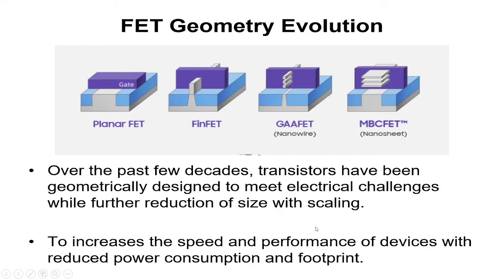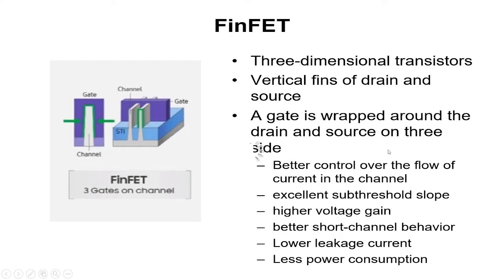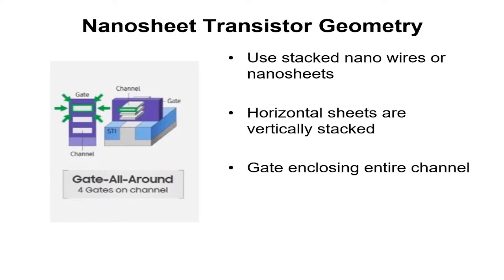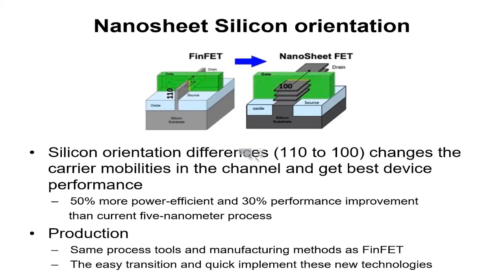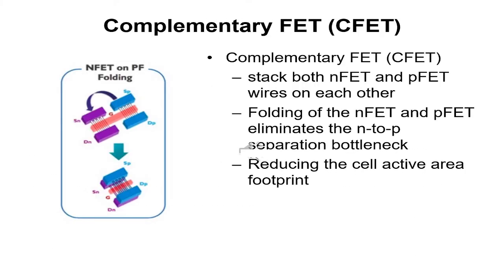This is FinFET. See here: planar FET, FinFET, GAAFET. GAAFET means nanowires as the channel. And MBC FET is nothing but nano sheets. I told you Samsung came up with the MBC FET. Planar and FinFET limitations, nano sheet advantages. The future after this is CFET.